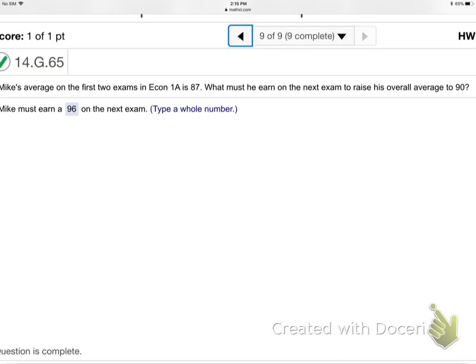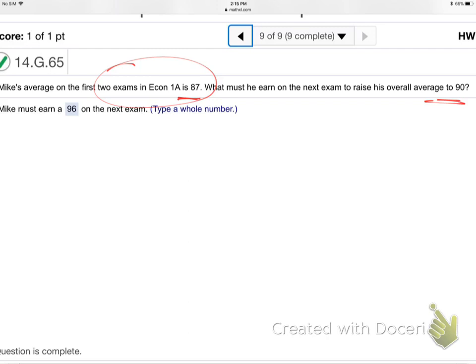Okay. Mike's average on the first two exams in Econ 1A is 87. So what must he earn on the next exam to raise his average to 90? So if Mike got an average of 87 on his first two tests, how good's he got to get on the third test to have an average of 90? Well, you got the answers sitting there. How'd I come up with that?